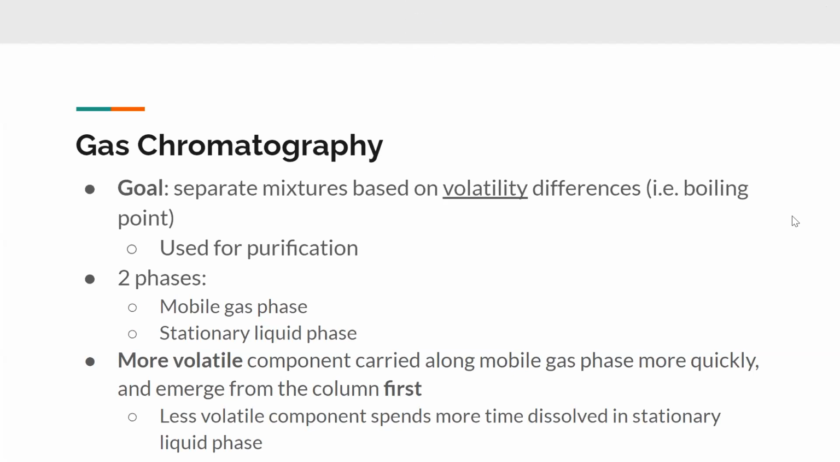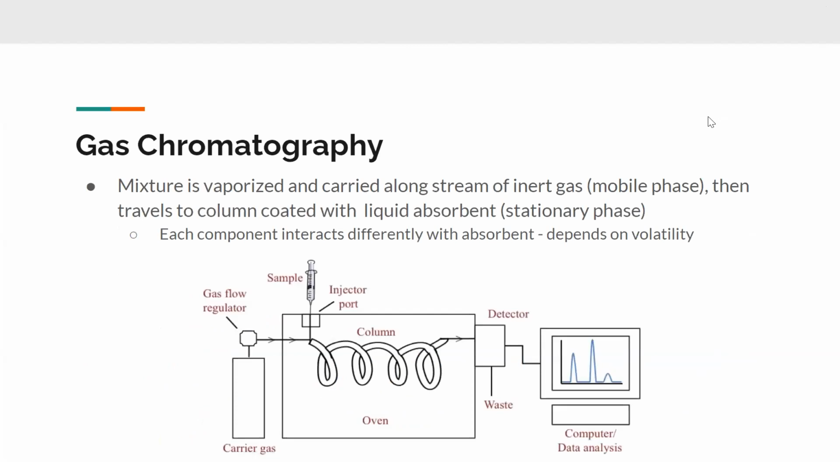Next slide, please. All right, so below is a picture of what gas chromatography looks like. The mixture is vaporized and carried along this stream of inert gas, usually helium, which is the mobile phase. The mixture then travels to the column coated with the liquid absorbent, which is the stationary phase. So each component interacts differently with the absorbent depending on volatility. Like I said, the more volatile compounds will be detected first because they spend less time dissolved in the liquid stationary phase. Next slide, please.